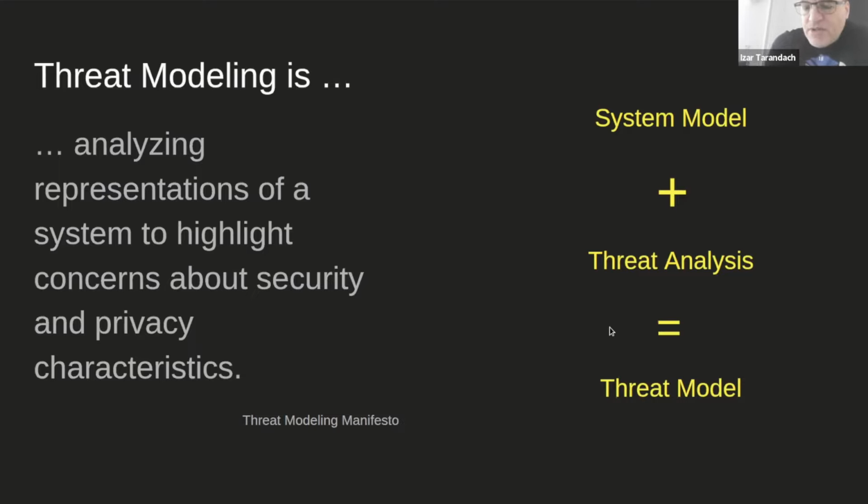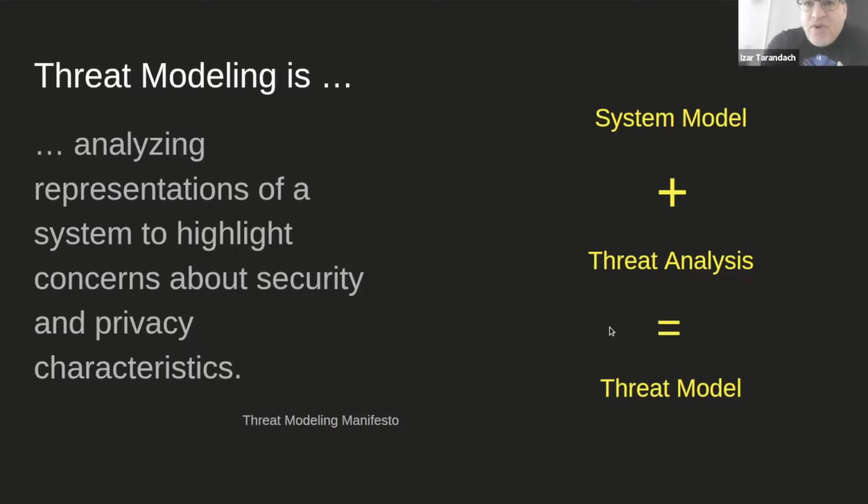So it's a two-part, won't call it process, but it's a two-artifact thing that gives birth to another thing. And the reason why I use the word thing, we're going to see soon, is that it can also get expressed in many, many different ways. So it's not only a different representation of the system, but it's also different possible representations of the threat model itself.